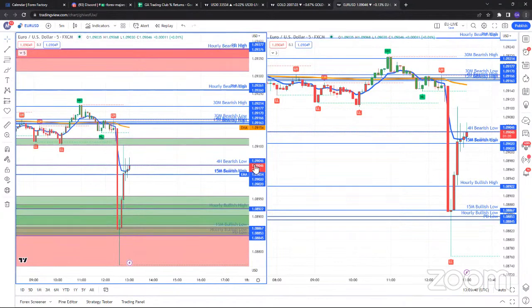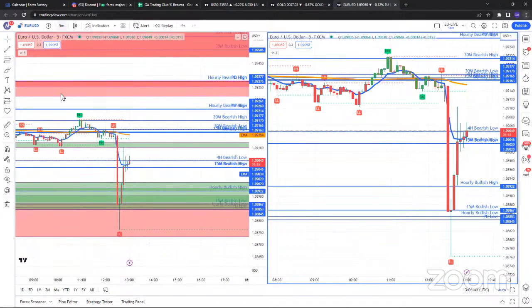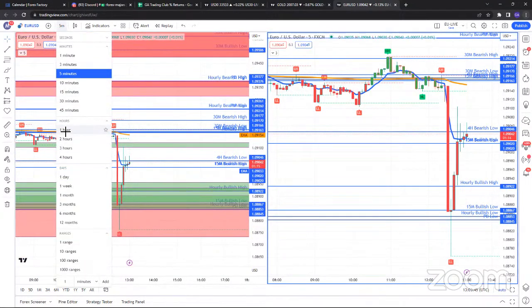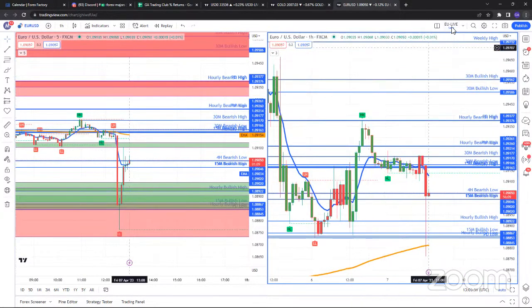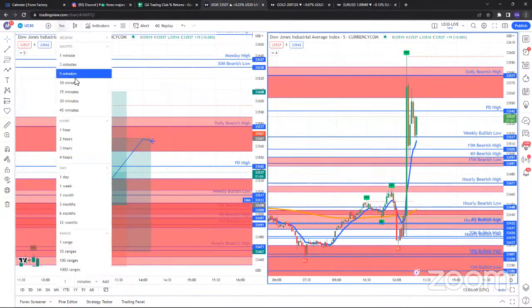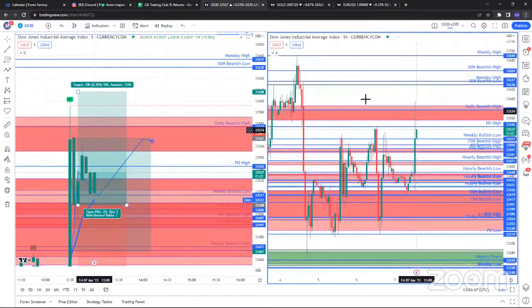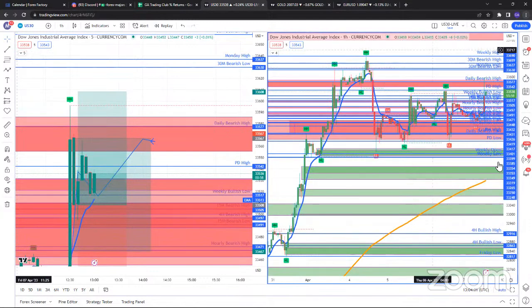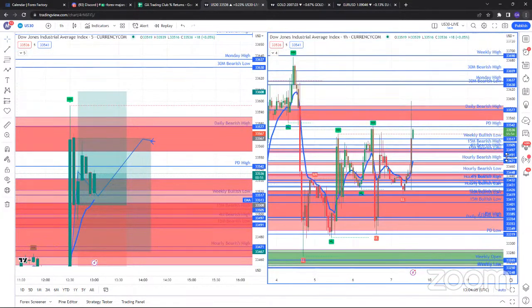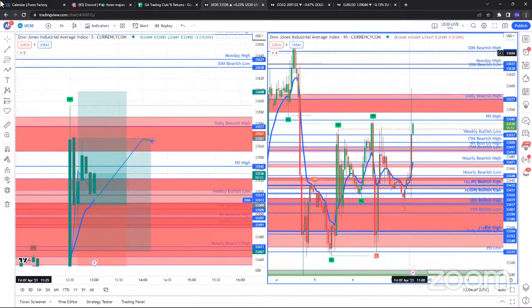Okay, let's see. This is the 5-minute time frame. Save this. Oh, so I need to change this to the hourly. Alright. So if we look on the hourly, right?